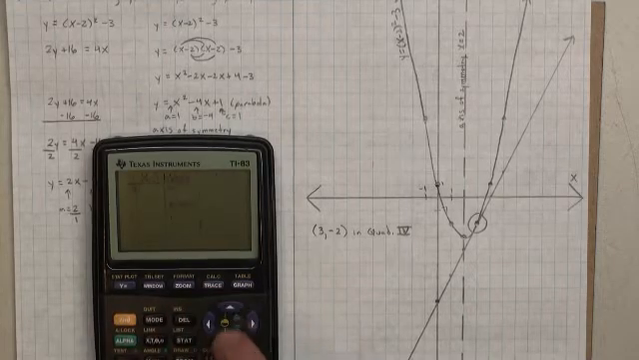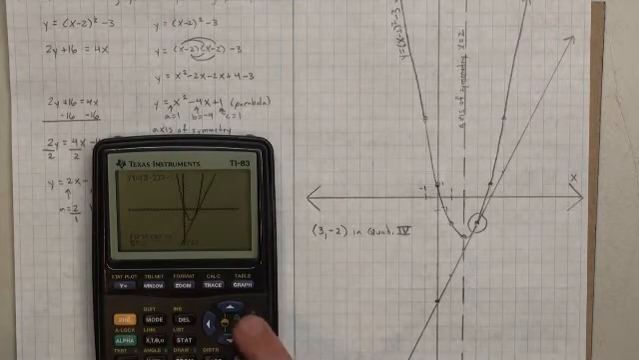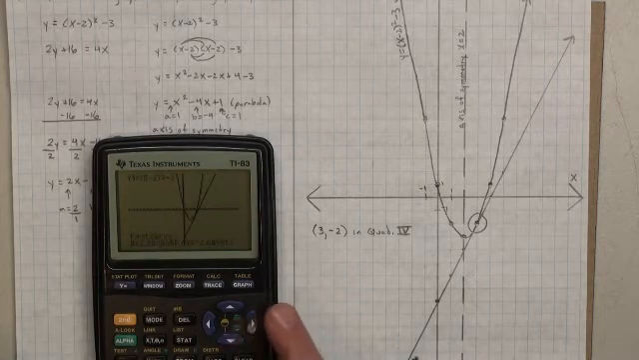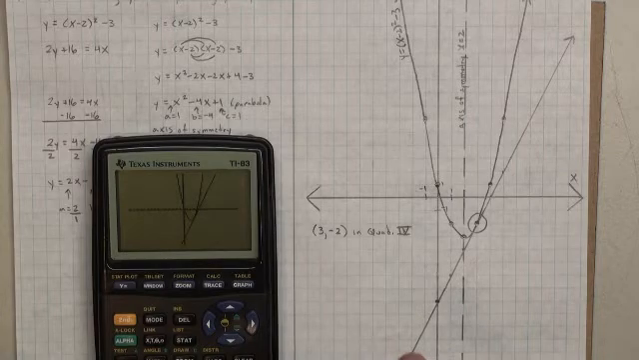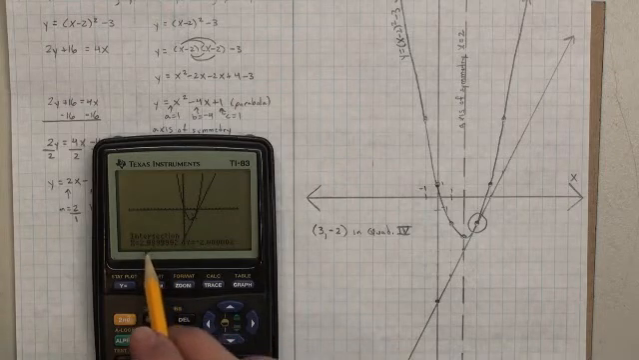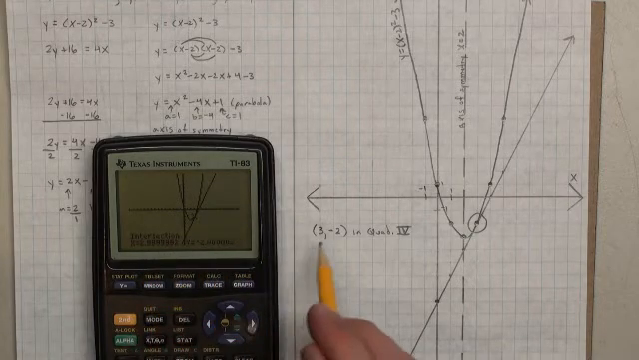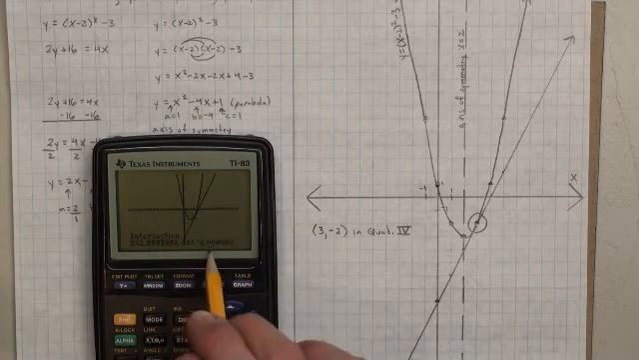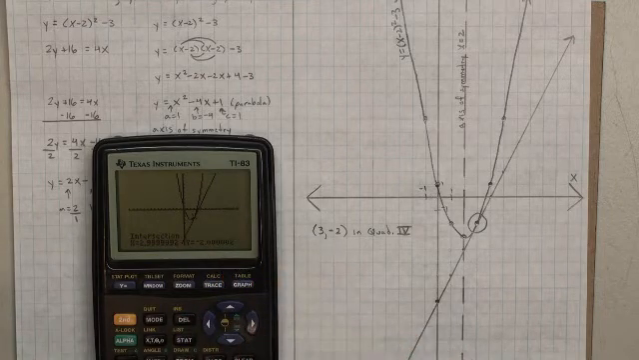Now let's go to second calculate and the intersect, and let's check that intersection. I'm going to move my blinking cursor to near that intersection, hit enter, enter, enter, and it gives me 2.99999, which is close enough to 3, and negative 2.000002, which is close enough to negative 2. So you can count that as 3 comma negative 2.